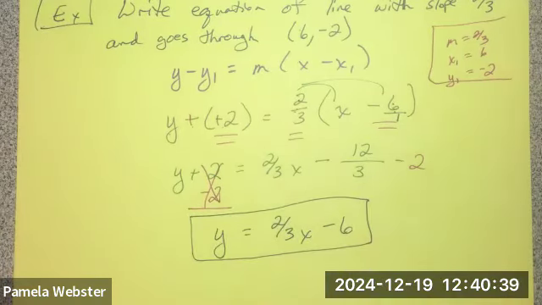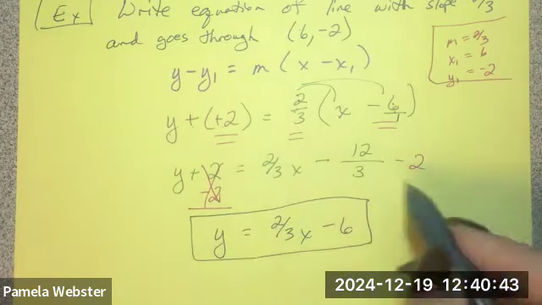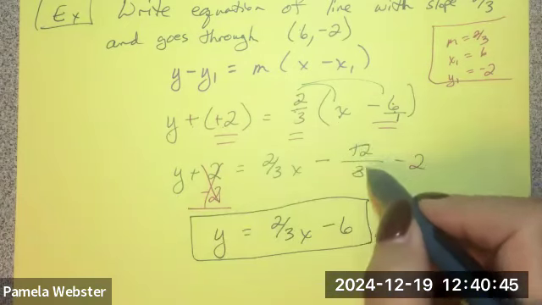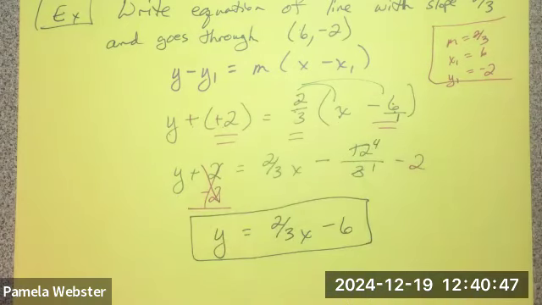All right. So hopefully that makes sense. If you're not sure what I did there, I took 3 and divided it into the 12 and made that a 4 over 1.